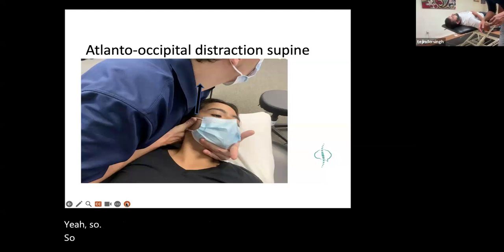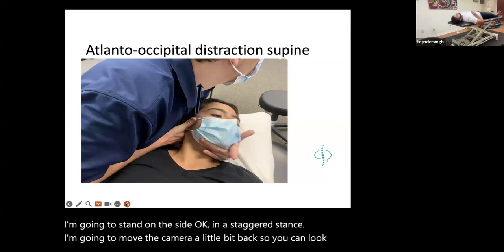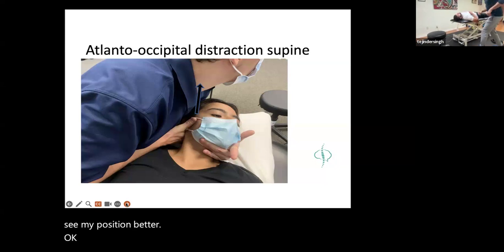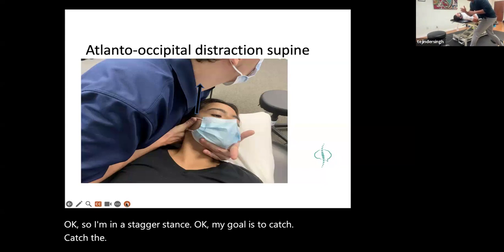So my patient is in supine. I'm going to stand on the side in a staggered stance. I'm going to move the camera a little bit back so you can see my position better. Okay, so I'm in a staggered stance. My goal is to catch the occiput with the base of my second metacarpal.